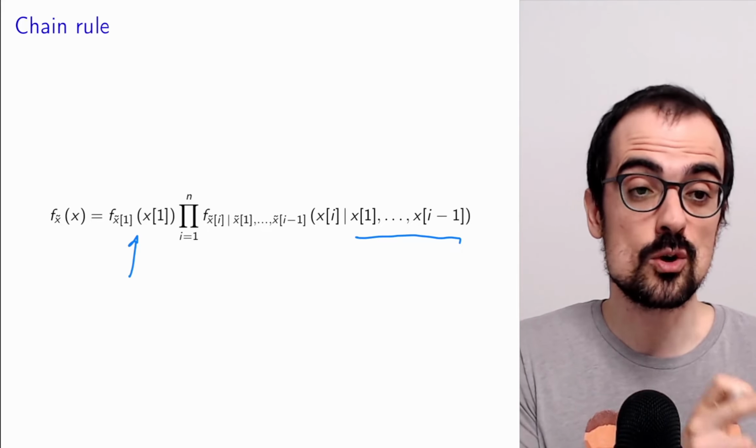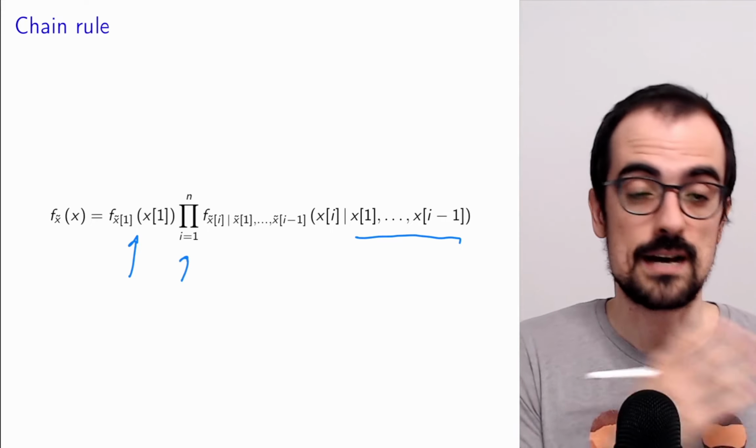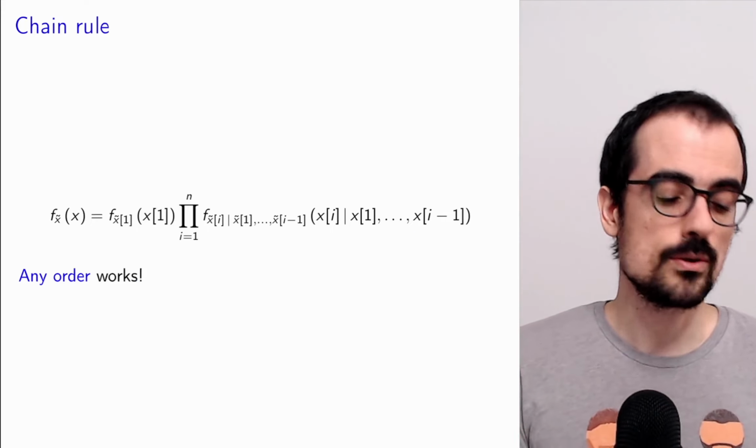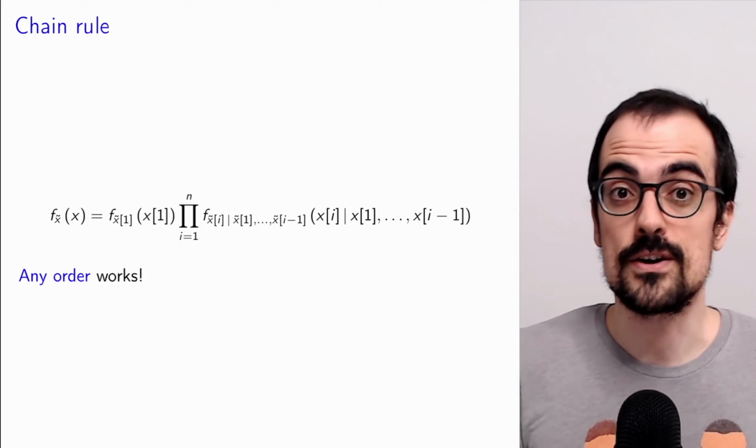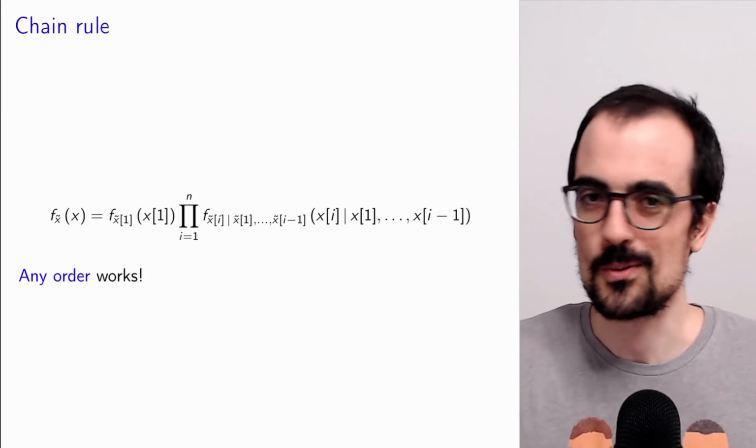We can do this in any order. So usually when we write this out, we go from 1 to n if we have n random variables. But you can do this in any order, and it's actually very important to choose the order wisely when you're doing probabilistic modeling or homework problems or exams.